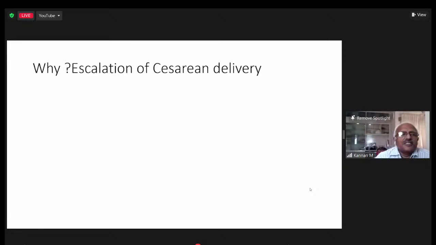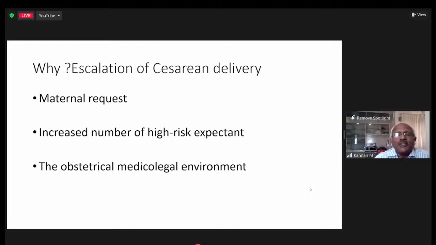Then we can ask why there is a sudden escalation of cesarean delivery. The reason is well known to all of us. Maternal request is becoming the most common one, not only in India but everywhere. Not only maternal request, but also requests from the family, for delivery at an auspicious time and so on. There is also an increased number of high-risk patients. Every day we are seeing pre-eclampsia, elderly primigravida, patients with cardiac disease and things like that. On the other hand, the obstetric medico-legal environment is also not very friendly, so many obstetricians prefer to do cesarean and not wait for normal delivery. All these things lead to an escalation of cesarean delivery every year.